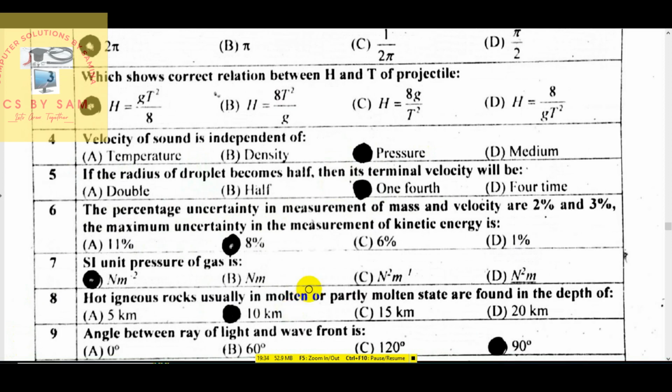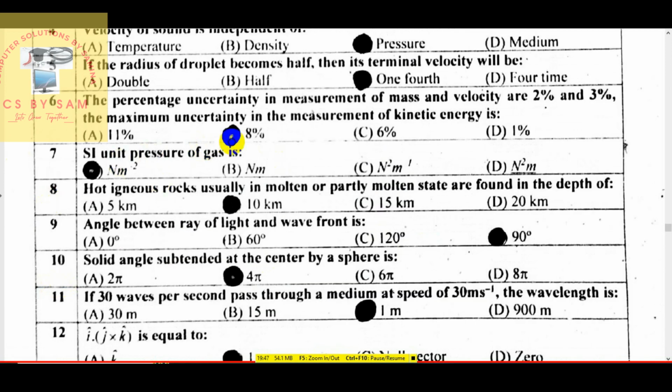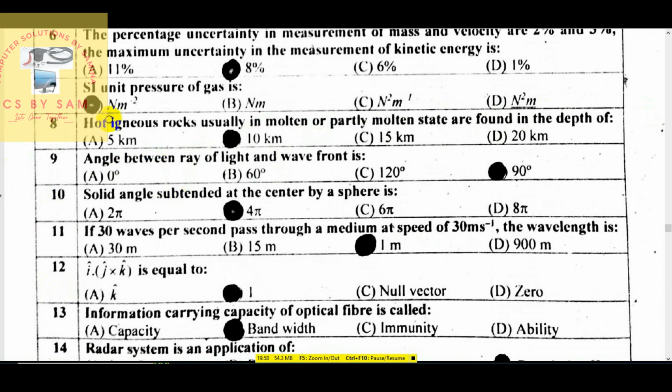Velocity of sound is independent of pressure. If the radius of a droplet becomes half, then its terminal velocity will be 1/4. The percentage uncertainties in measurement of mass and velocity are 2% and 3%. The maximum uncertainty in the measurement of kinetic energy is 8%. SI unit of pressure of gas is N m minus 2.